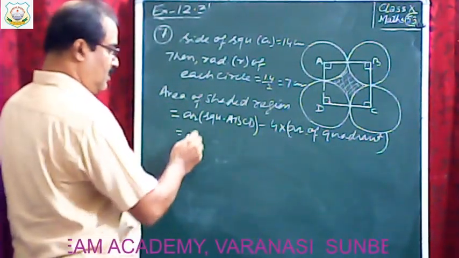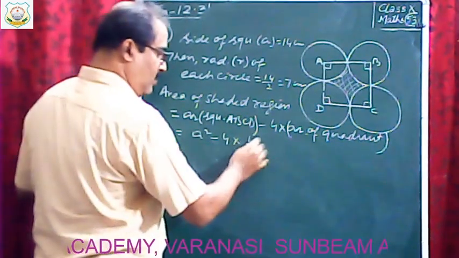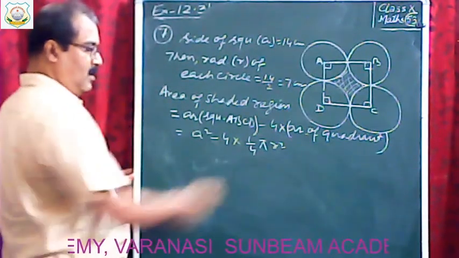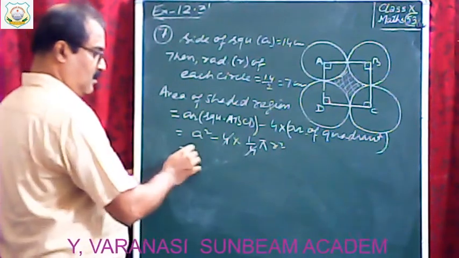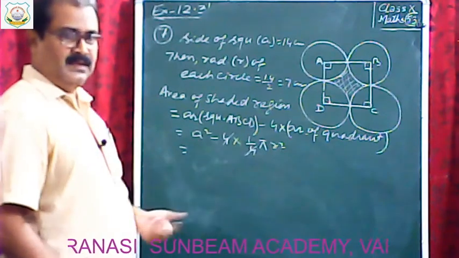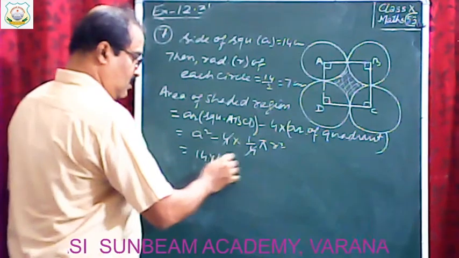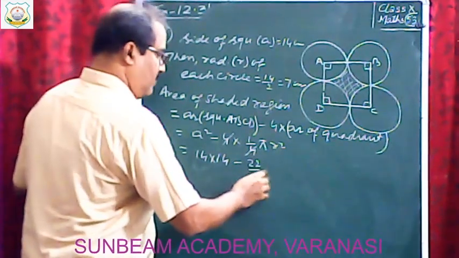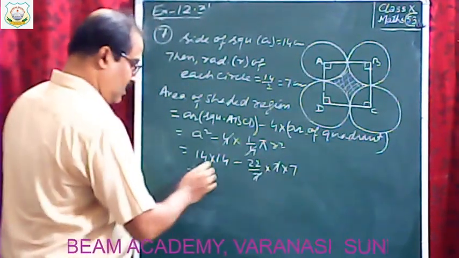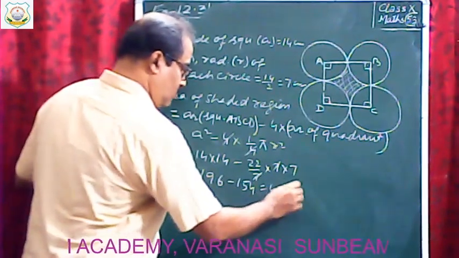Area of square ABCD means a square, minus 4 into area of quadrant, 1 by 4 pi r square. Area of circle divided by 4. So 4 cancels. Actually 4 quadrants make a circle, so we get pi r square finally, area of circle. a square is what? 14 square minus pi, 22 by 7 into r square. r is 7 into 7. 7 cancels. 196 minus 154. Again we get 42 centimeters square.